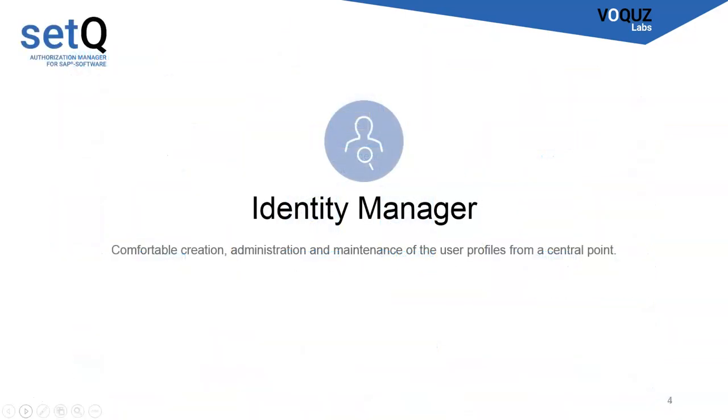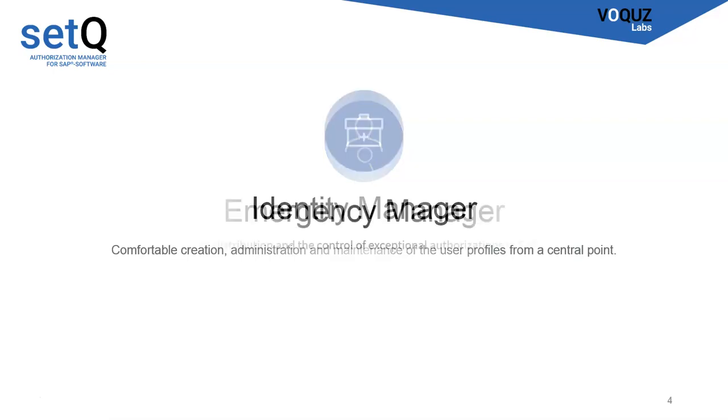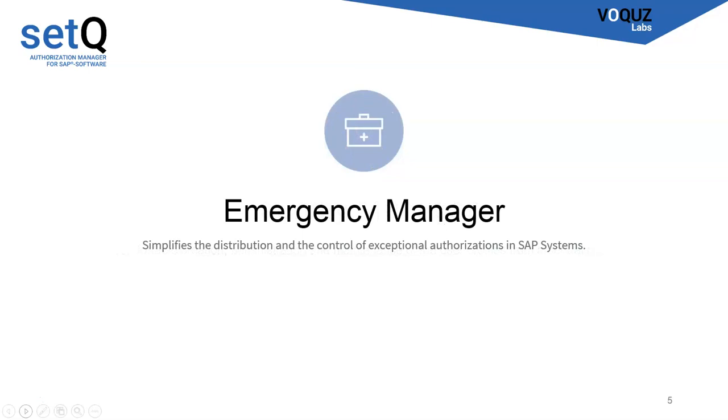So the Identity Manager helps to create in a comfortable way the administration and maintenance of the user profiles from one centralized position, and this really helps to ensure efficiency and effectiveness in user identity management across your SAP landscapes. The Emergency Manager helps simplify and distribute the control where exceptional authorizations are required across your SAP landscape, for example in leave provision, etc.